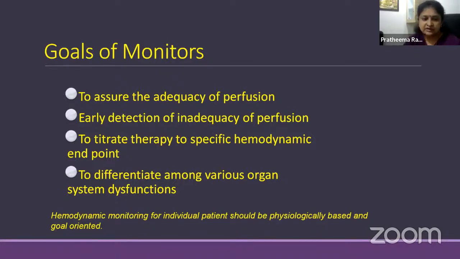Maybe I feel that I should give fluid to a patient, and my colleague feels that the patient is fluid filled, so he needs to dilute the patient. So what is the number which we need to go by? And it is not one single number, it is a trend. That is what the monitors tell us.